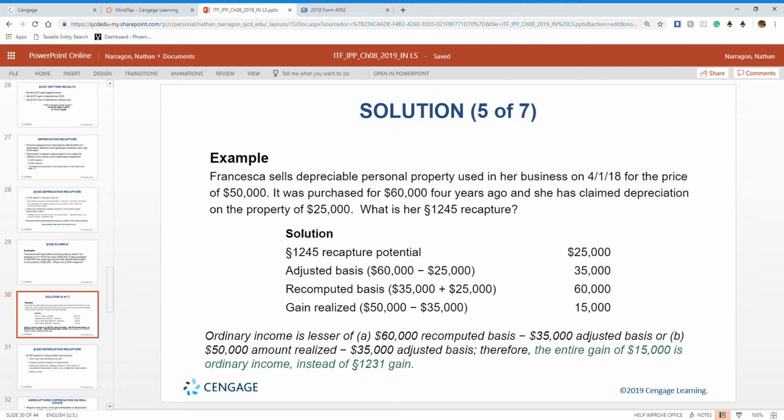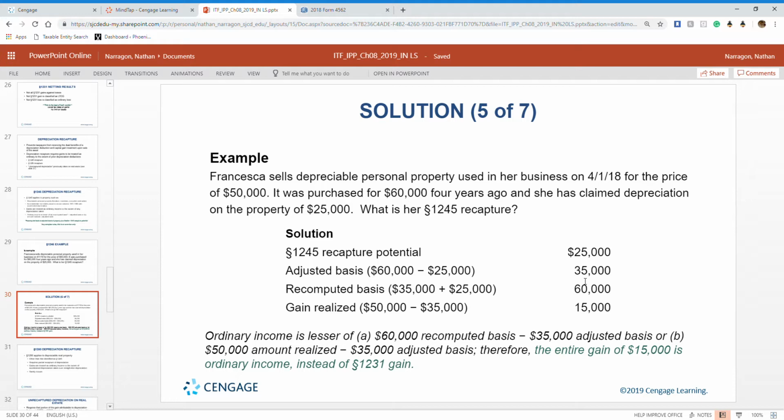So what we're going to look at next is we're going to compute the adjusted basis. So $60,000, which was the cost 4 years ago, minus her depreciation. So basically, this is book value, or tax value, however you want to call it. It's our cost minus our depreciation. That happens to be $35,000.